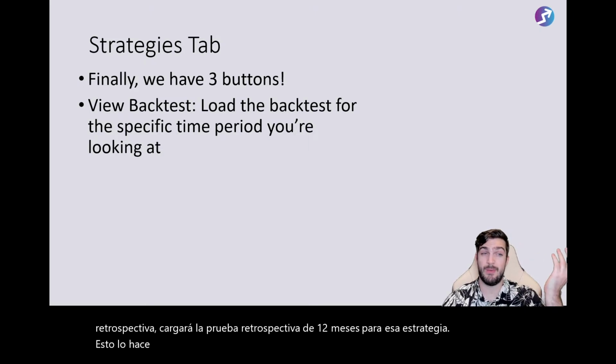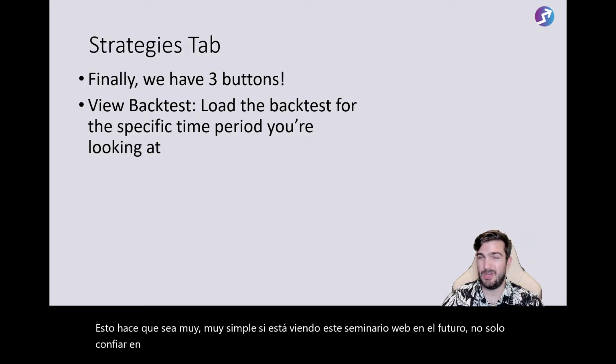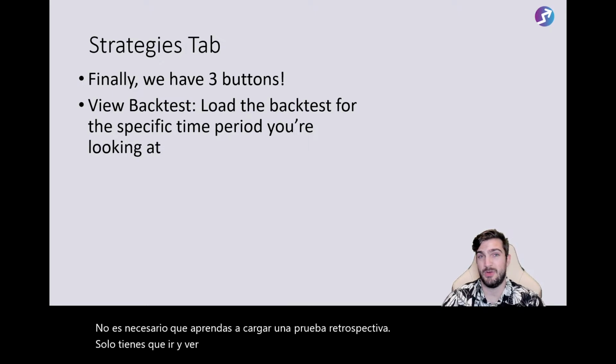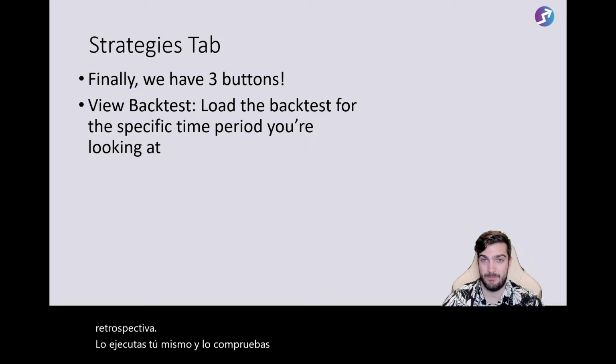This makes it very, very simple. If you're watching this webinar in the future, don't just take my word for it. You don't need to learn how to load up a backtest. You just go and watch Step into Sectors number 2 so that you understand how to read a backtest. You run it yourself, and you check to make sure the numbers add up.